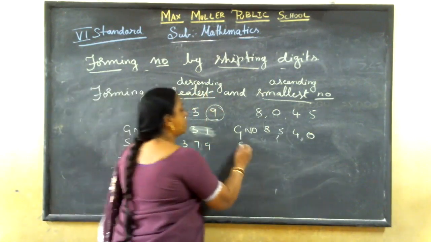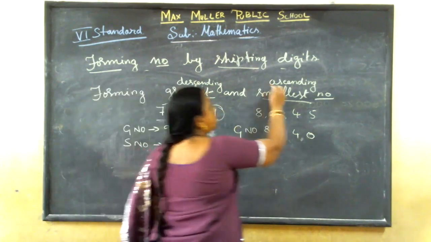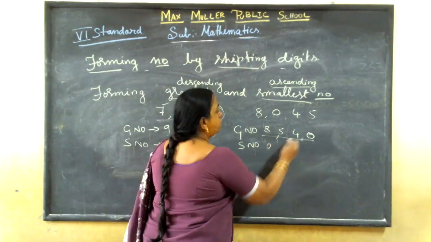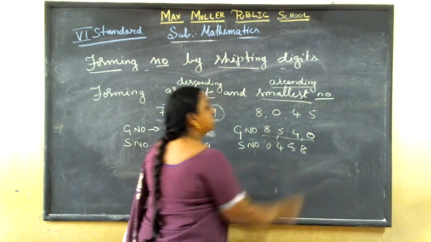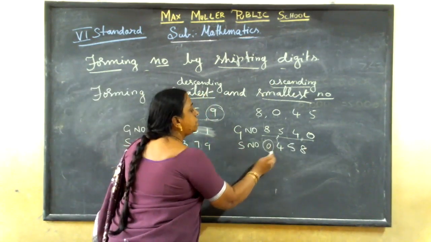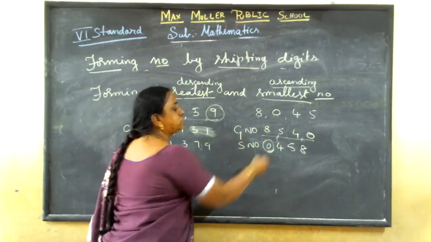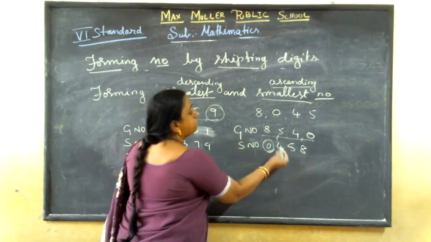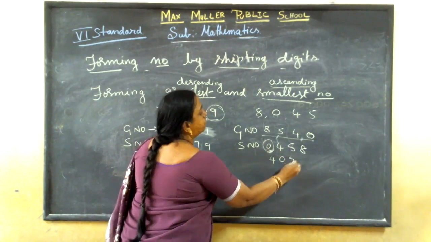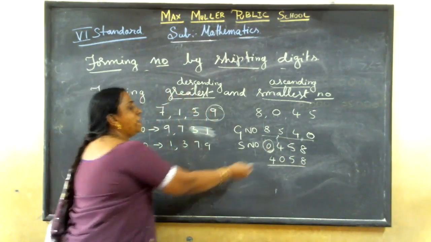8,540. For the smallest number, I told you, you should go for ascending order. If you arrange this number in ascending order: 0, 4, 5, 8. Is it correct? No, it is not correct. We can't take 0 in the highest place because it has no value. So in that case, what should you do? First take the next smallest number, 4. Then you go for 0, 5, 8. Now got it? This 0 we can't take in the highest place.